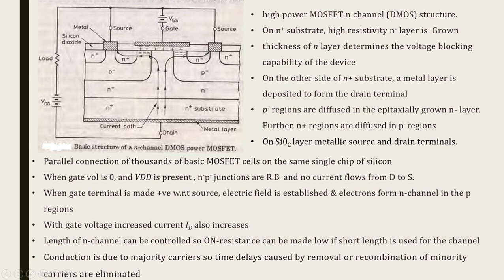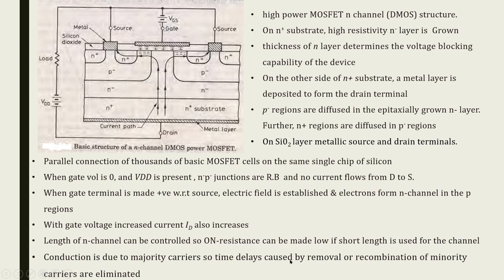So the on state resistance can be made low if a short length is used for the channel. If the n channel length is short, the on state resistance will be less. So by controlling the length of the n channel formed here, we can control the on state resistance. And also, conduction is due to majority carriers.